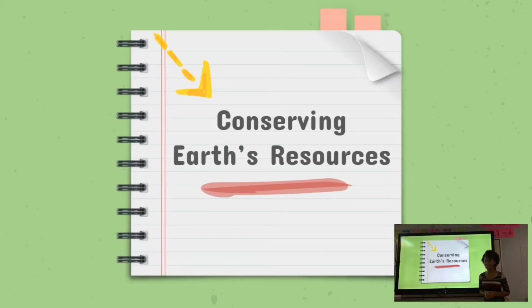We have just learned about Earth's resources. Some resources are renewable, which means they can be easily replaced. Some resources are non-renewable, which means they are limited. It would be hard to replace those resources. Now that we know a little bit about that, we're going to go ahead and see how we can conserve Earth's resources. We're going to take a look at this informational text.